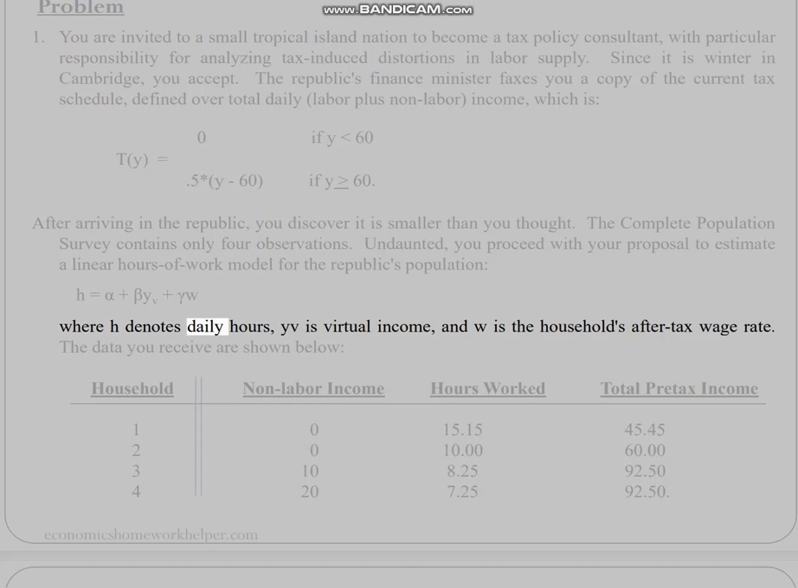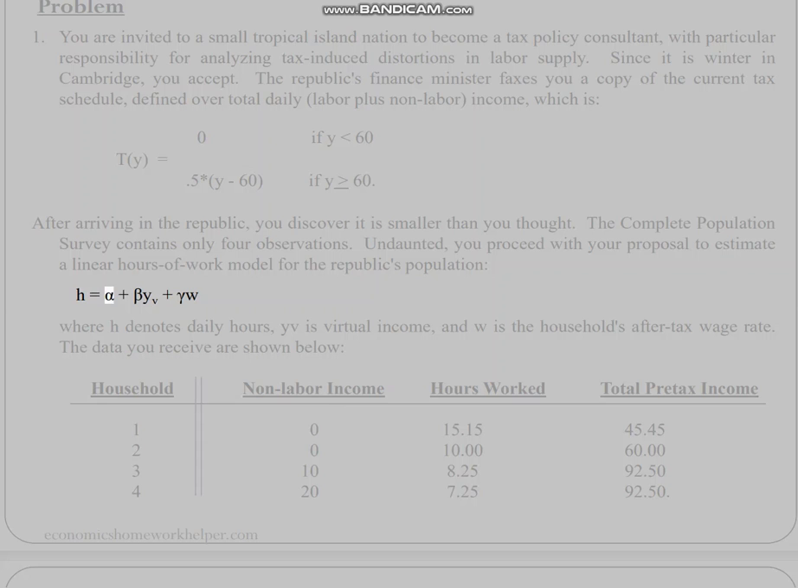Where H denotes daily hours, YV is virtual income, and W is the household's after-tax wage rate. The data you receive are shown below. Household, non-labor income, hours worked, total pre-tax income. 10, 15.15, 45.45. 20, 10.00, 60.00. 3, 10, 8.25, 92.50, 4, 27.25, 92.50.